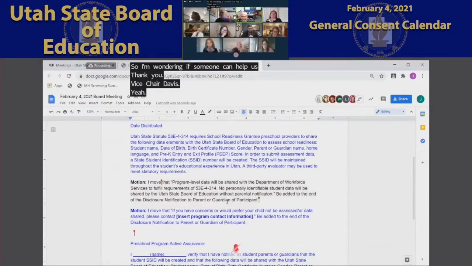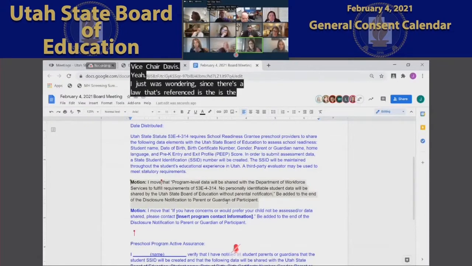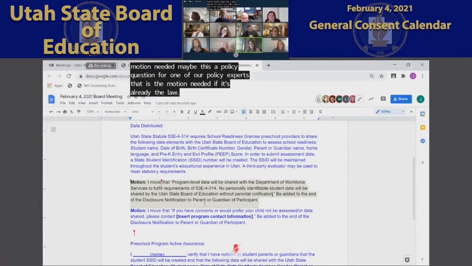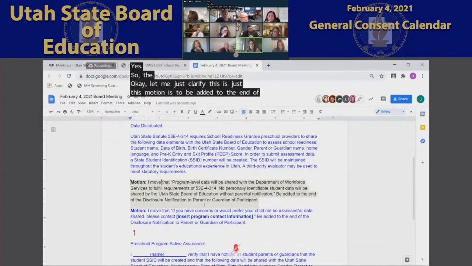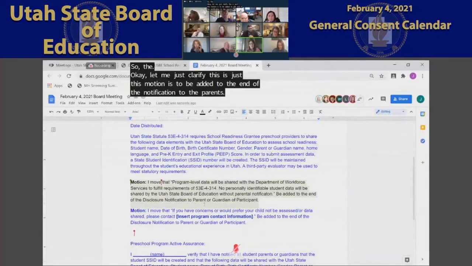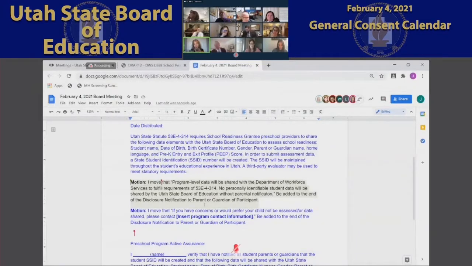Okay, let me just clarify. This motion is to be added to the end of the notification to the parents. It's just to make the parent aware of what's already in the law so that the parent knows what they're signing up for. That's why it says to be added to the end of the disclosure notification to parent or guardian of participant. Does that make sense? Follow-up, Vice Chair Davis? Yeah, so it's going to be added to tell them about what we're not going to do. Am I understanding that right?